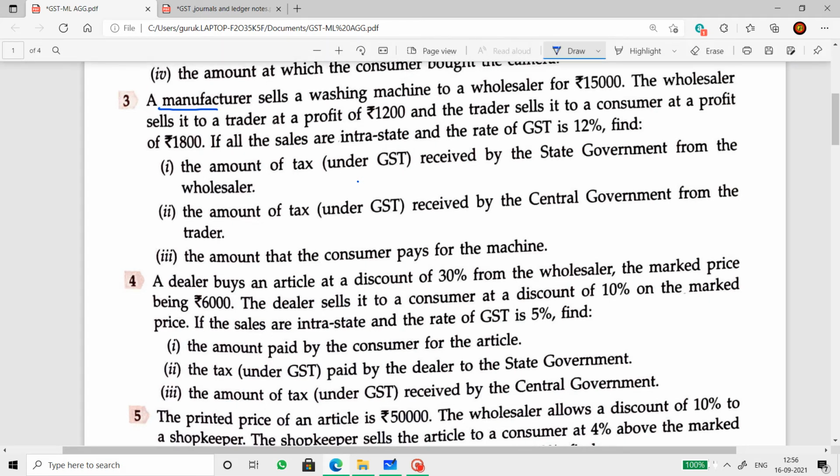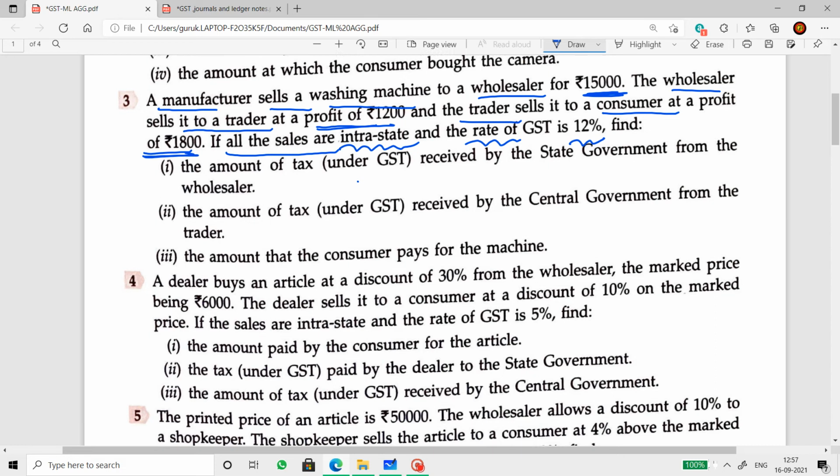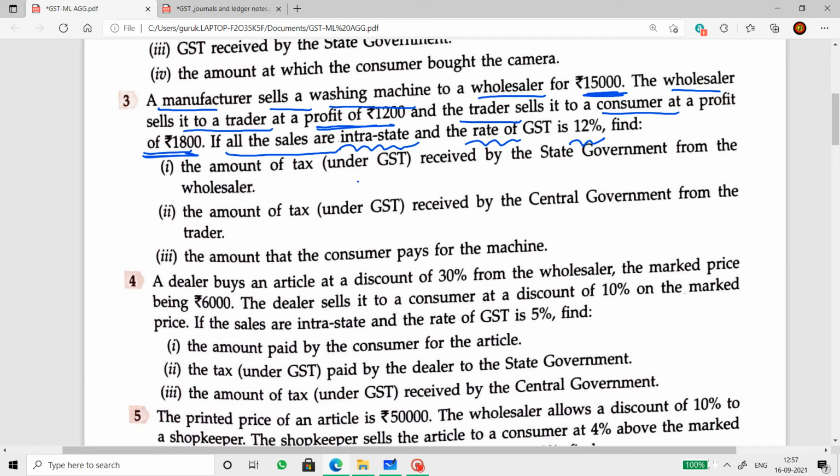A manufacturer sells a washing machine to a wholesaler for 15,000 rupees. The wholesaler sells it to the trader at a profit of 1,200. The trader sells it to the consumer at a profit of 1,800. If sales are all intra-state, rate of GST is 12%. Find the following. Now, before we get into the following things, let us first observe the question and find out the respective GSTs at every level. Hope you understood the question. I'm going to take this to my blackboard and work it out.